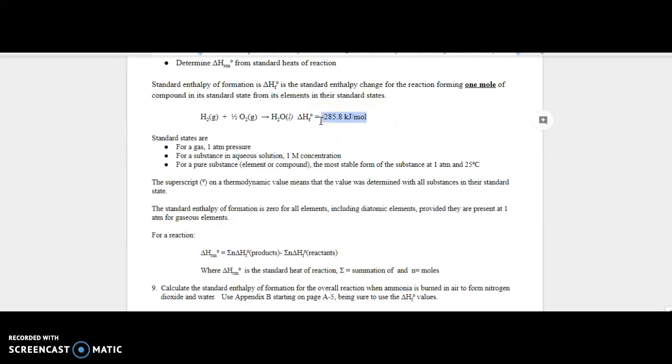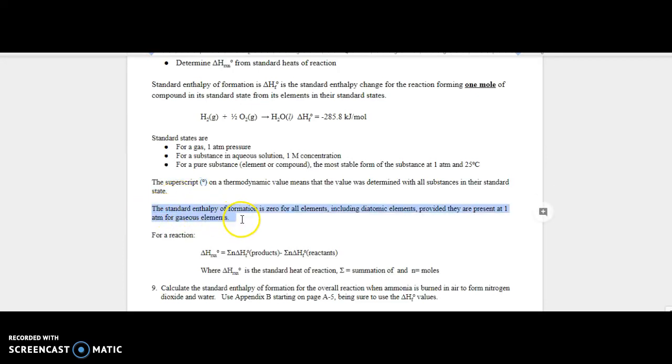There's a value associated with that. So standard states are: for a gas, 1 atmosphere; for a substance in solution, 1 molar concentration; and for a pure substance, the element or compound, that's what we're talking about as pure, the most stable form of the substance at 1 atm and 25 degrees Celsius. So on your periodic tables, the one on the wall or that pink one that you had last year, those phases that are highlighted would be their standard states. So that superscript that looks like a degree sign always means that things are in their standard state.